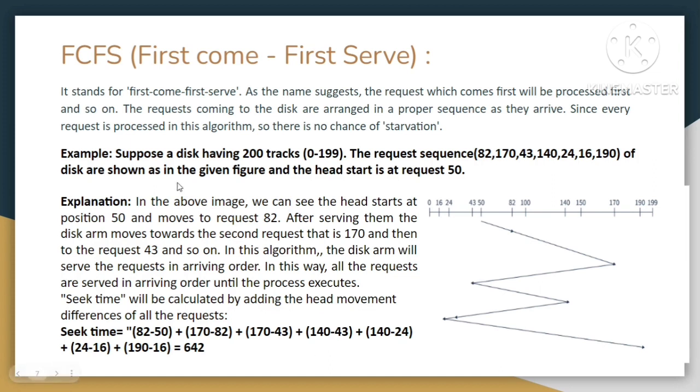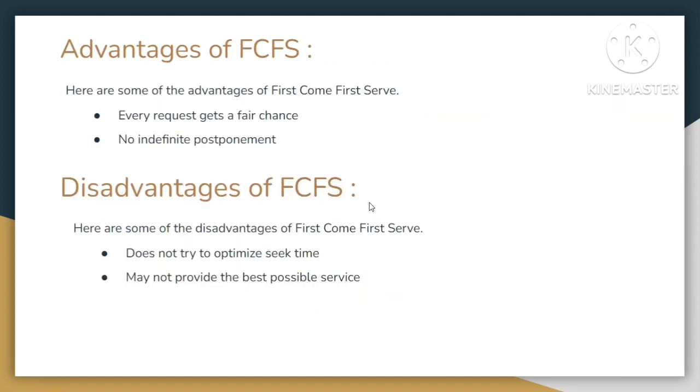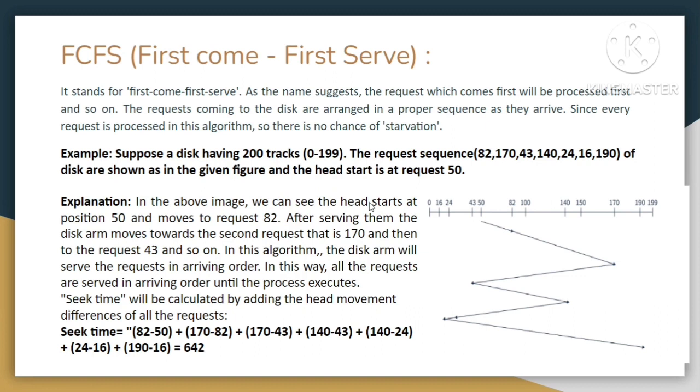I am explaining it in the slide also. In this image, we can see that the head starts at position 50 and moves to request 82. After serving it, the disk arm moves toward the second request, that is 170, and then to request 43, and so on. In this algorithm, the disk arm will serve the requests in the arriving order. In this way, all the requests are served in the arriving order.